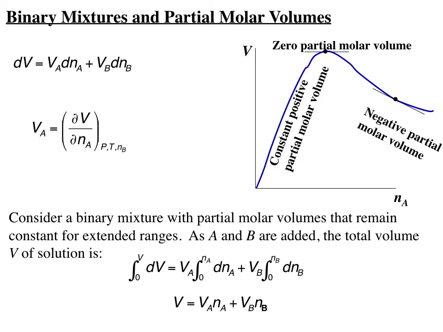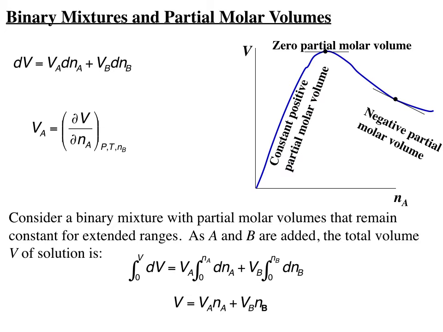Let's consider the situation where I monitor the volume of a binary mixture. I'm going to mix A with B. Let's say I'm mixing two miscible liquids, and that's probably the easiest thing to envision. Miscible means they make solution in any proportion. I'm going to put some fixed amount of B in, and I'm going to vary the amount of A I add, and monitor how the volume varies as I dump A into the fixed amount of B.